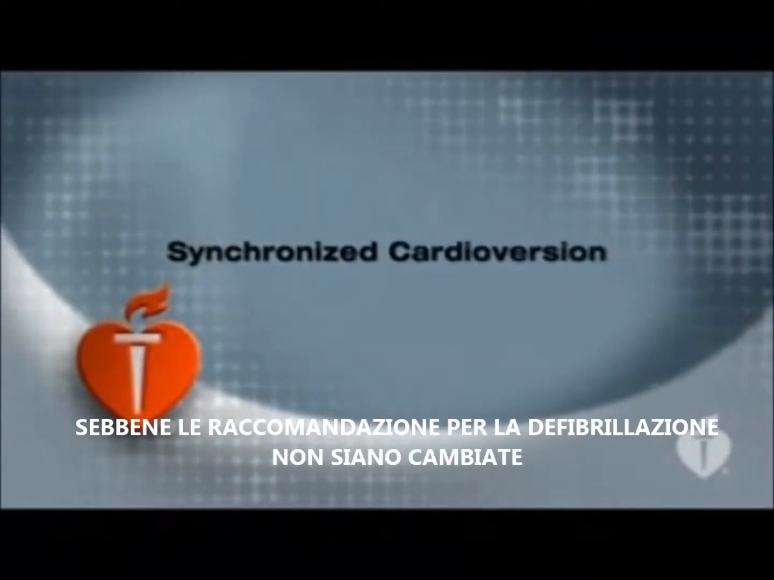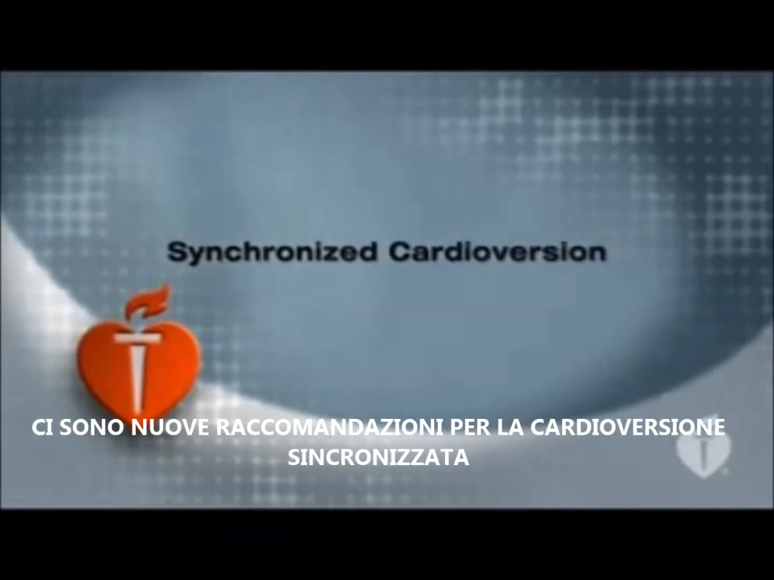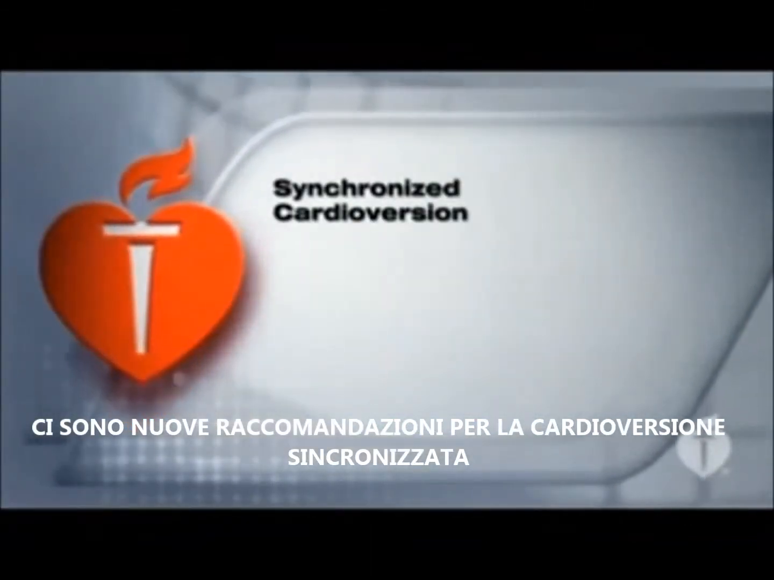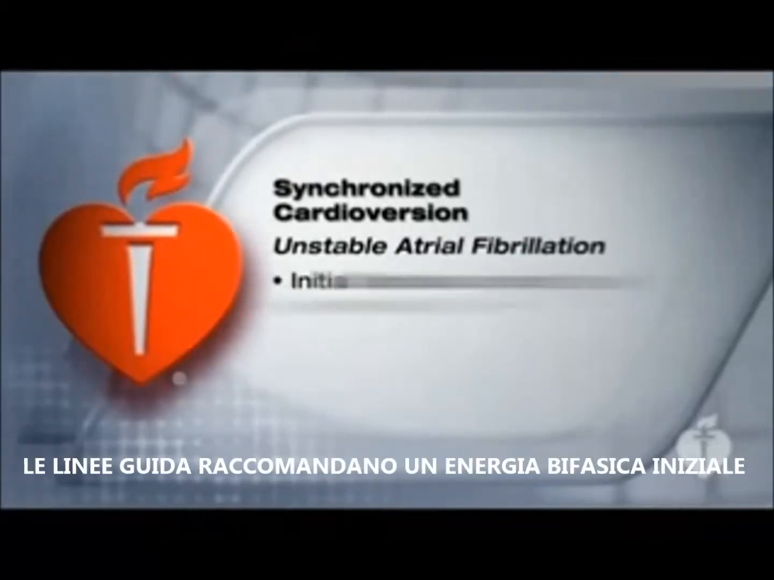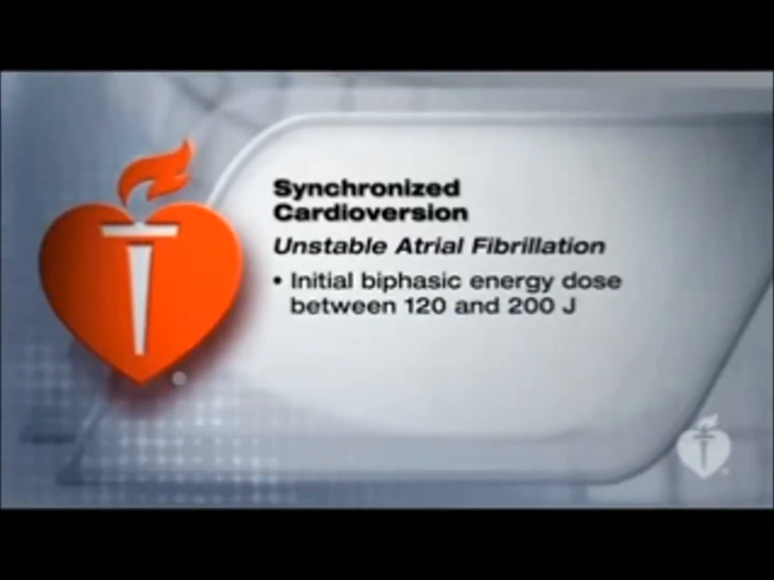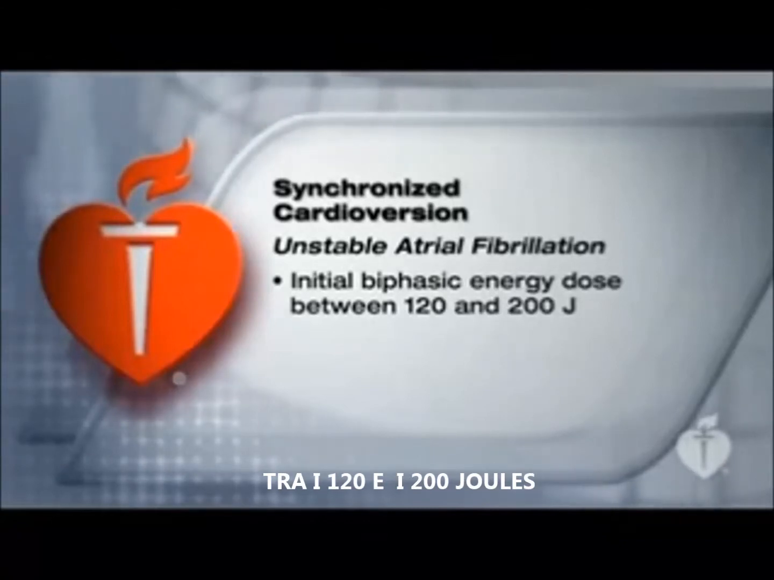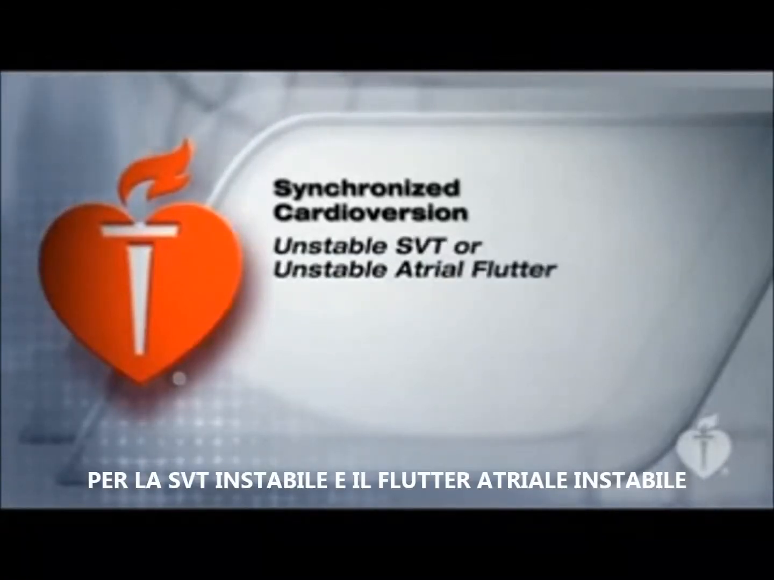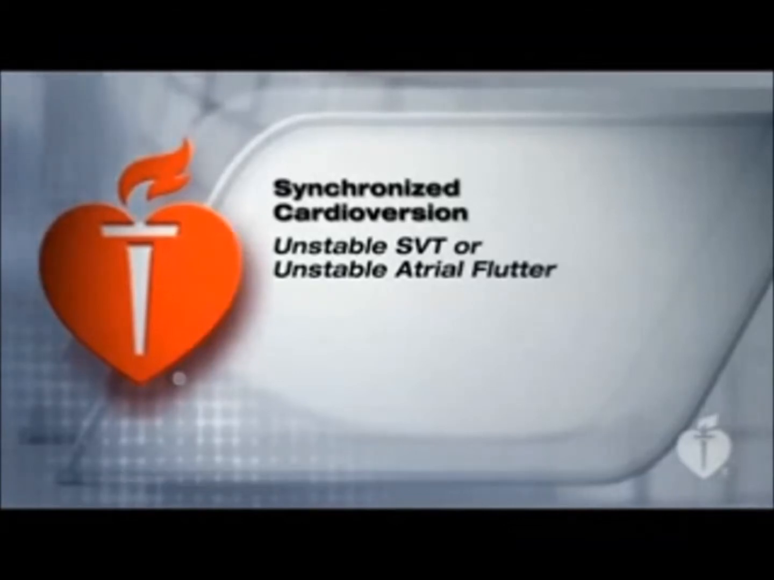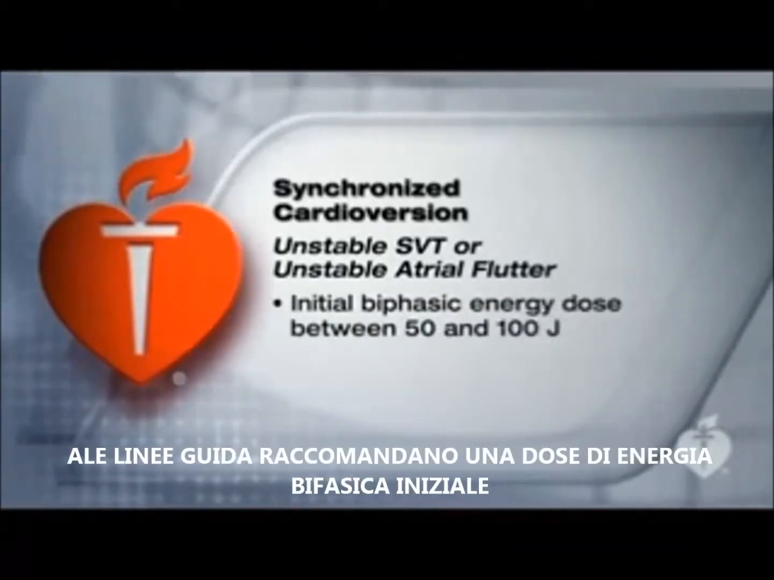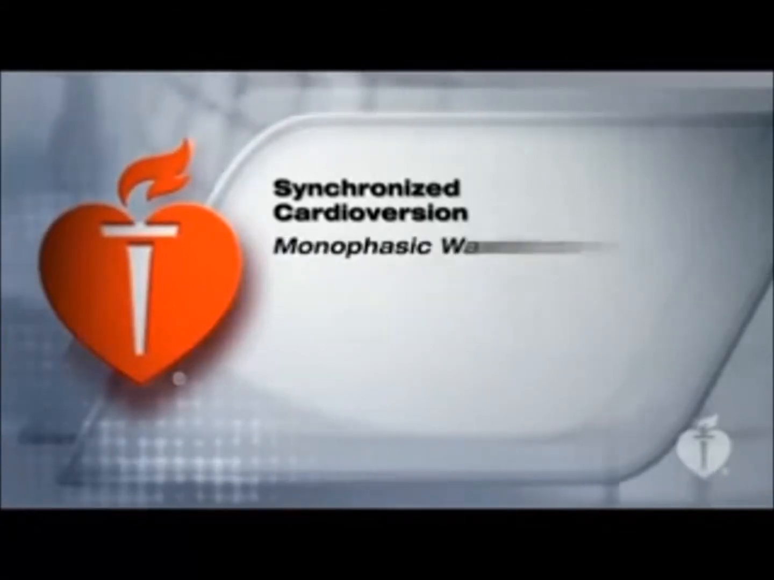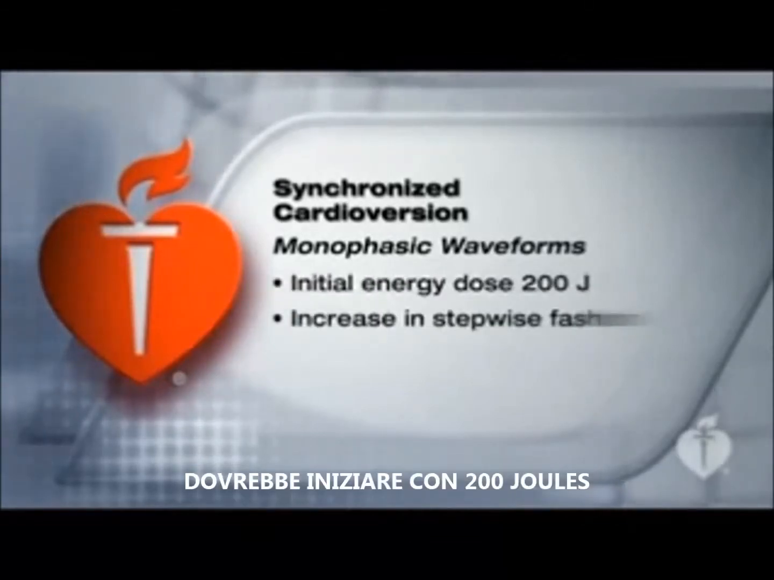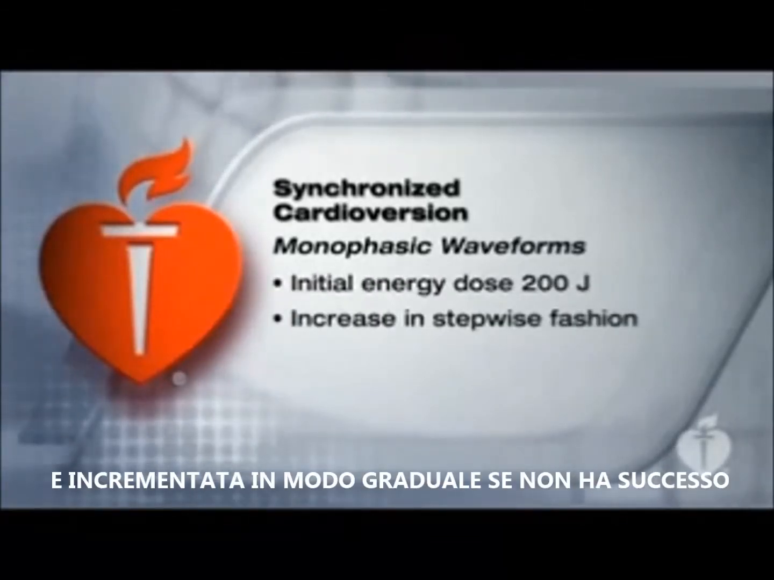Although defibrillation recommendations did not change, there are new recommendations for synchronized cardioversion. For unstable atrial fibrillation, the guidelines recommend that the initial biphasic energy dose be between 120 and 200 joules. For unstable SVT or unstable atrial flutter, the guidelines recommend that the initial biphasic energy dose is between 50 to 100 joules. Cardioversion with monophasic waveforms should begin at 200 joules and increase in stepwise fashion if not successful.